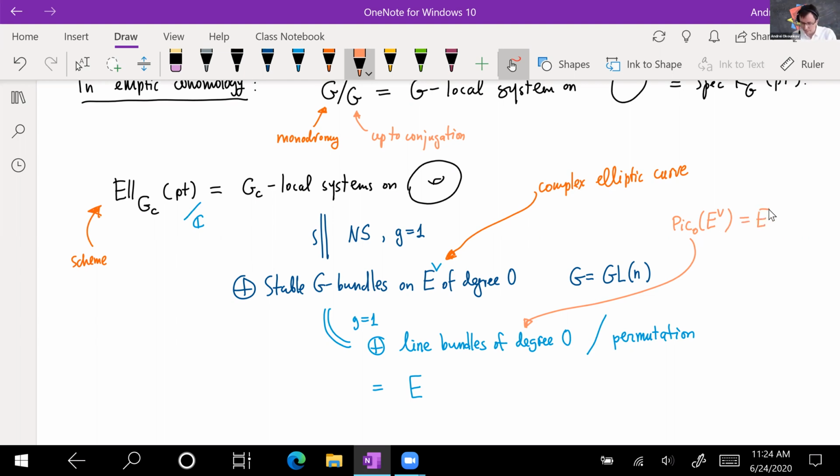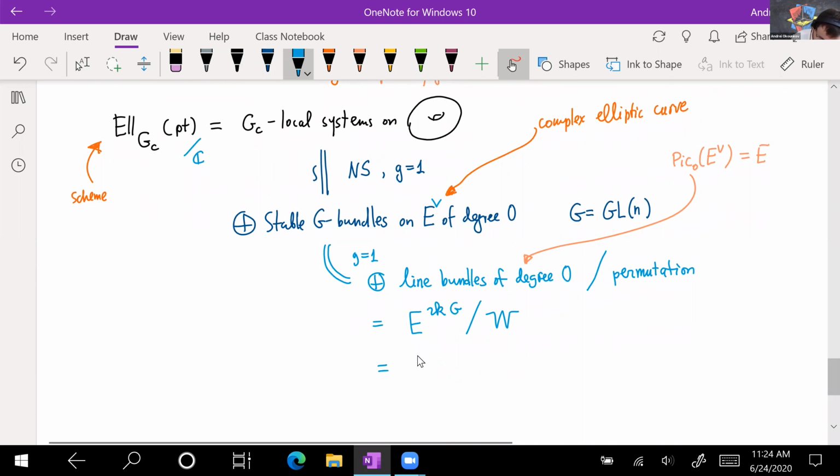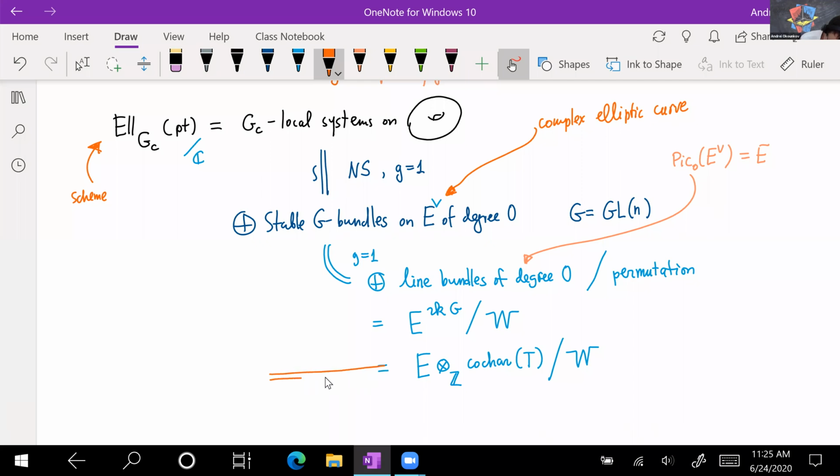So we want to have E for cohomology, which means we want to recover it as Pic of something else, and so we have to check to something else to be E check. So this is going to be E to the rank of the group in general, divided by the Weyl group. Maybe more canonically, you take E and you tensor it over Z with the cocharacter lattice of a maximal torus, and you mod it by the Weyl group. After all, that is the definition. So this becomes E_G of a point.